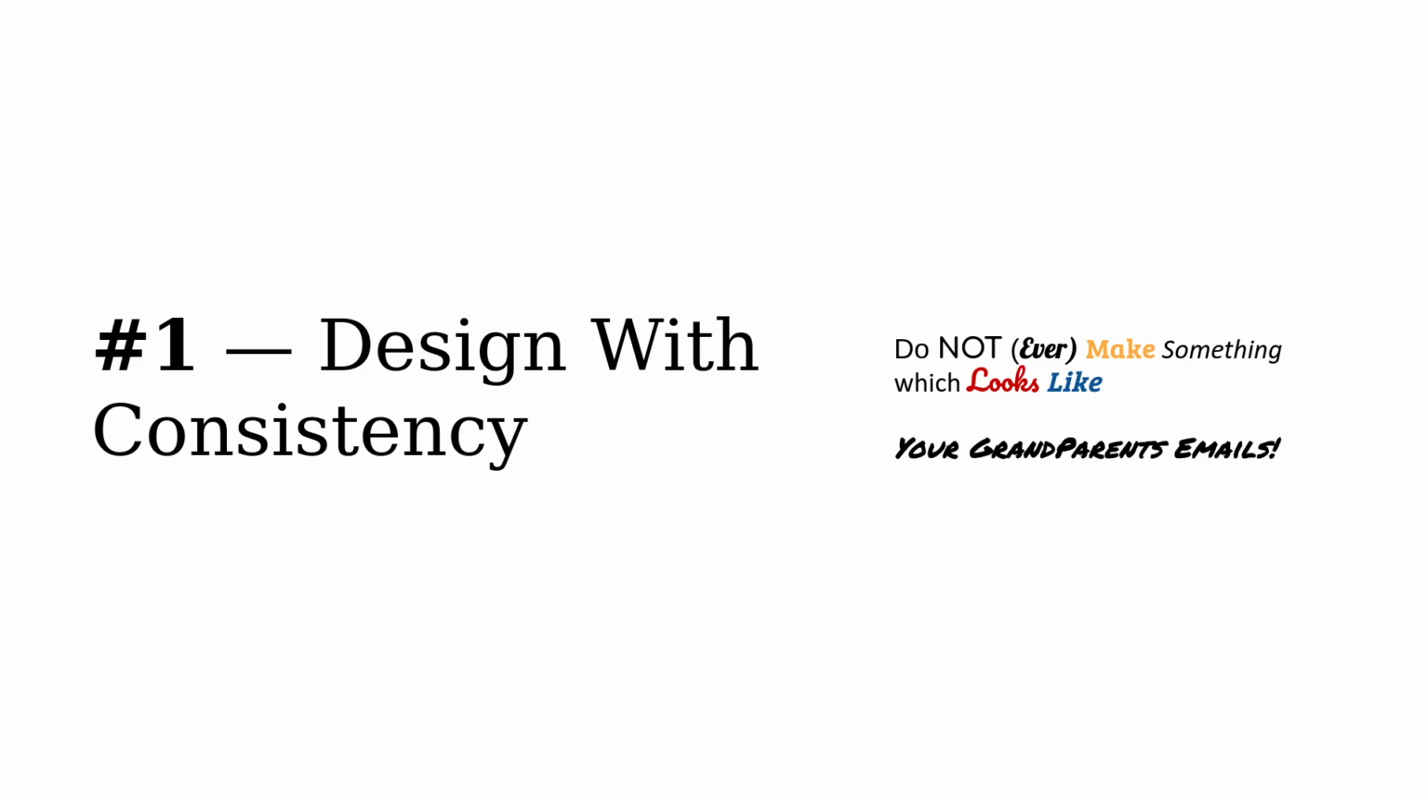The first one is design with consistency. What that means is don't make something that looks like your grandparents' email. Don't use 20 fonts. Don't use 20 colors. Don't bold something and then italicize it. Be consistent. You choose one font. It's your font and that's good. If you want to choose a second font, then that font is always used for the same thing. A font is a message, a font is a style. If you bold something, it means that you're always bolding for the same reason.